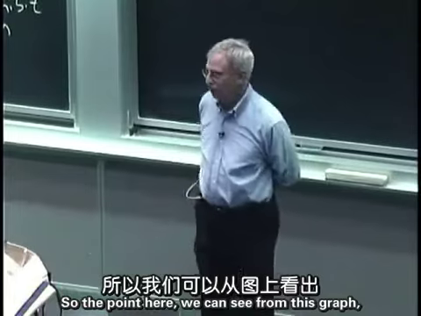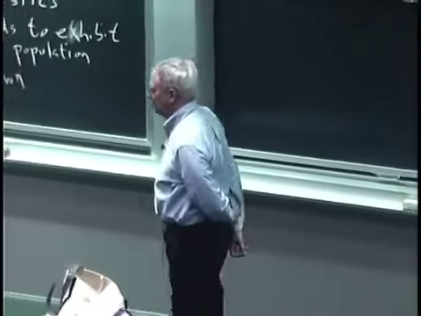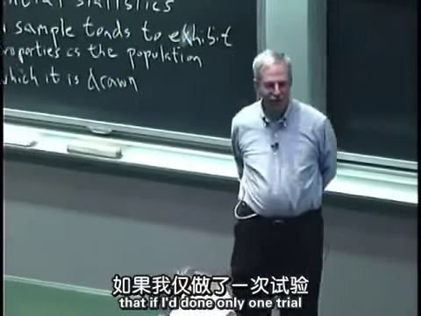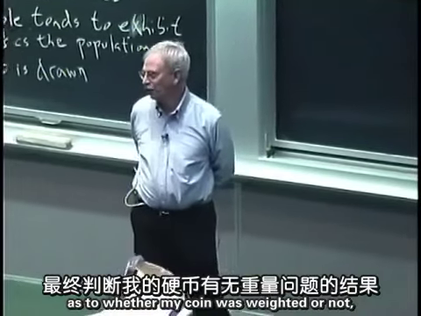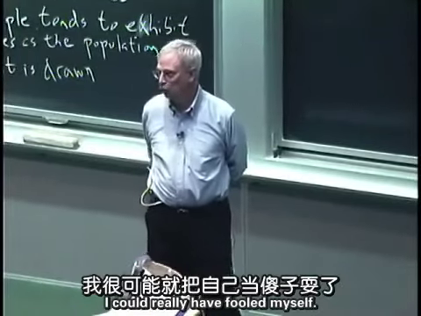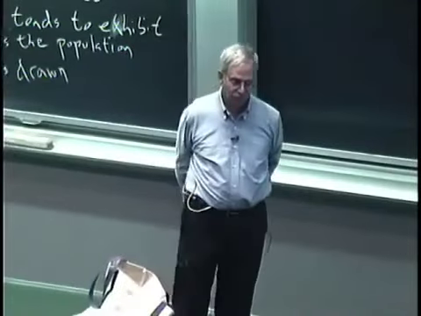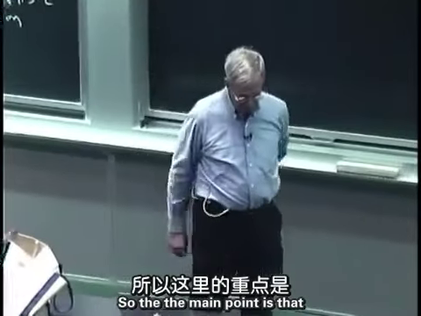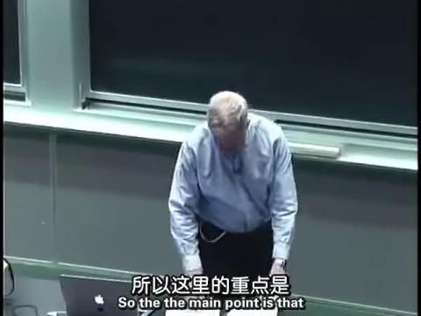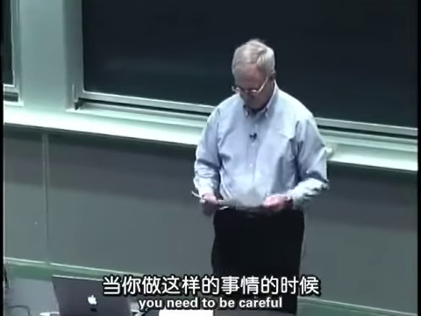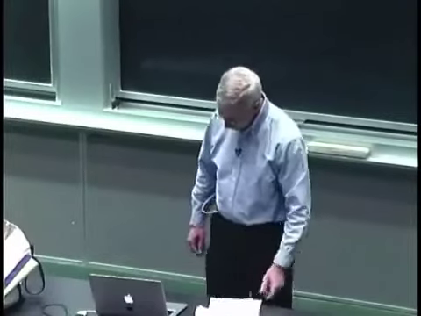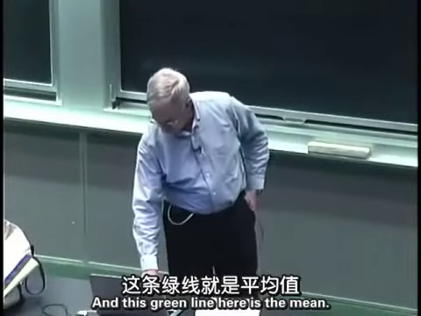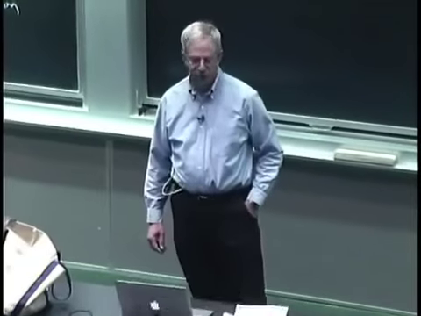So the point we can see from this graph is that if I'd done only one trial and just assumed that was the answer as to whether my coin was weighted or not, I could really have fooled myself. So the main point is that you need to be careful when you're doing these kinds of things. And this green line here is the mean. So it says on average the difference was 7%.